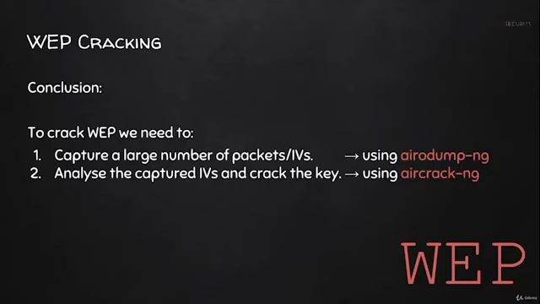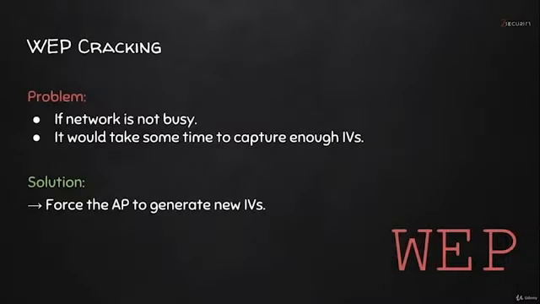In the previous lecture, we saw how easy it is to crack WEP. All we had to do is capture enough data and then run aircrack-ng to crack the encryption and give me the key. Now, one problem that we could face is if the network is not busy. If it's not busy, then the number of data will be increasing very slowly. Therefore, we're going to have to wait for a while before we have enough data to crack the key.